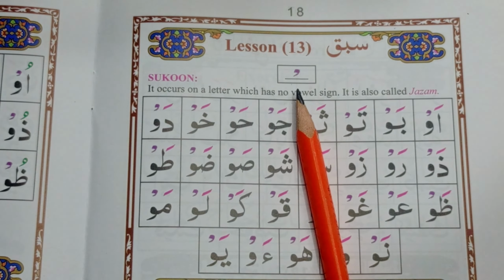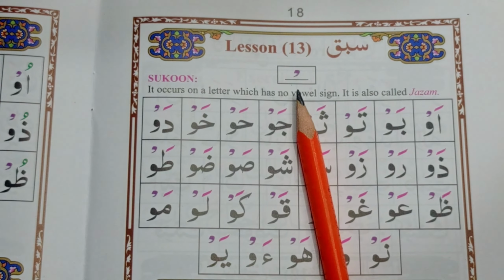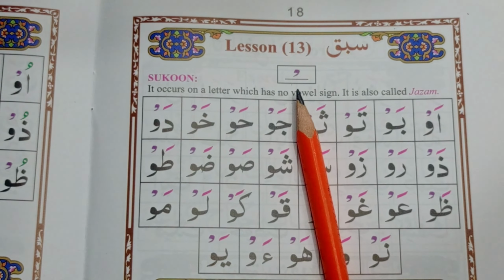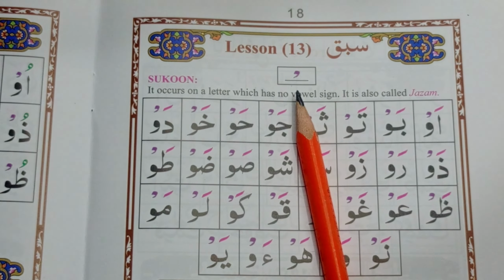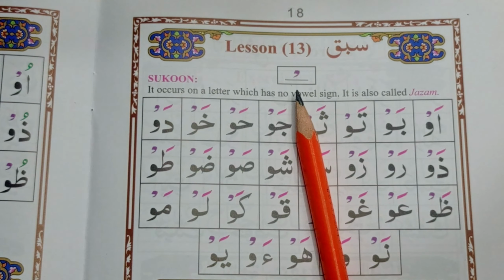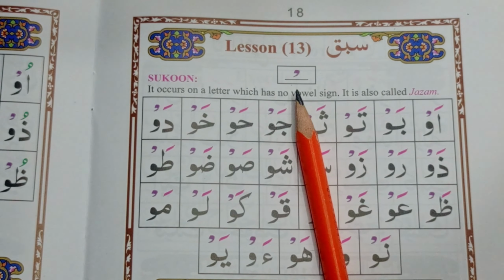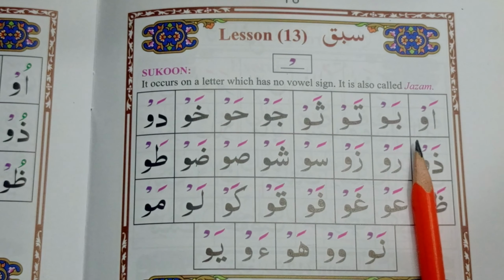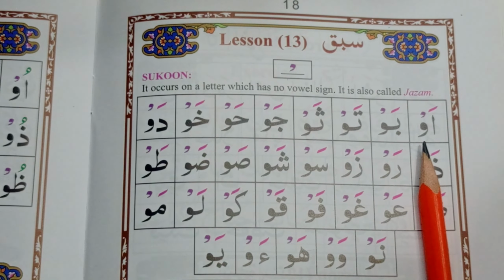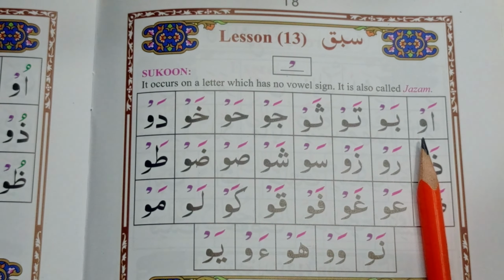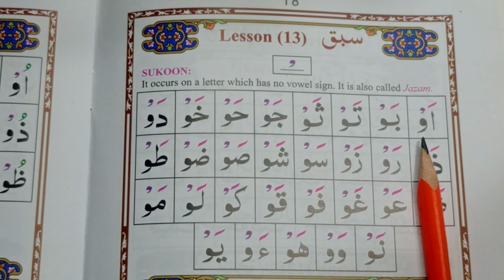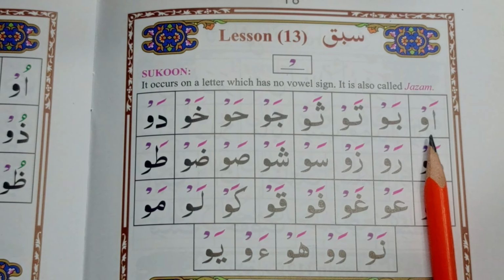Lesson 13 is all about this symbol. Its name is sukoon. It looks like a little dal. When you see a little dal above any letter, it means the letter is silent and connected with the first one. For example, alif has fatha, waw has sukoon, also called jazm. There are two names. You can say sukoon or jazm. So waw is silent and also connected with alif.